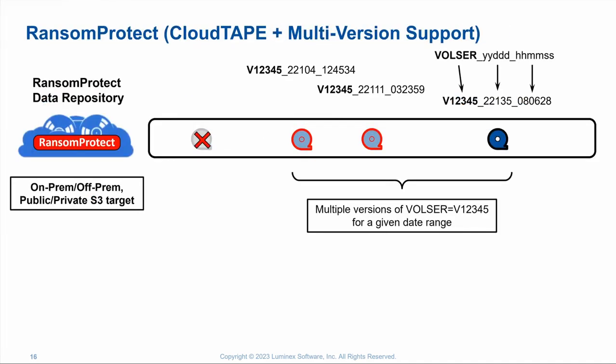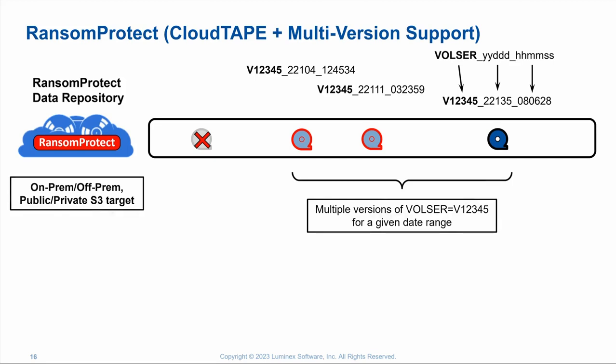Basically, multi-version support. So if you have a Vulsa and it is rewritten, goes scratch, rewritten, or if it's modified, any change to that Vulsa, it is re-replicated to the S3 target. So this gives you multiple versions of the same Vulsa in the cloud, or the S3 repository rather, with a date timestamp.